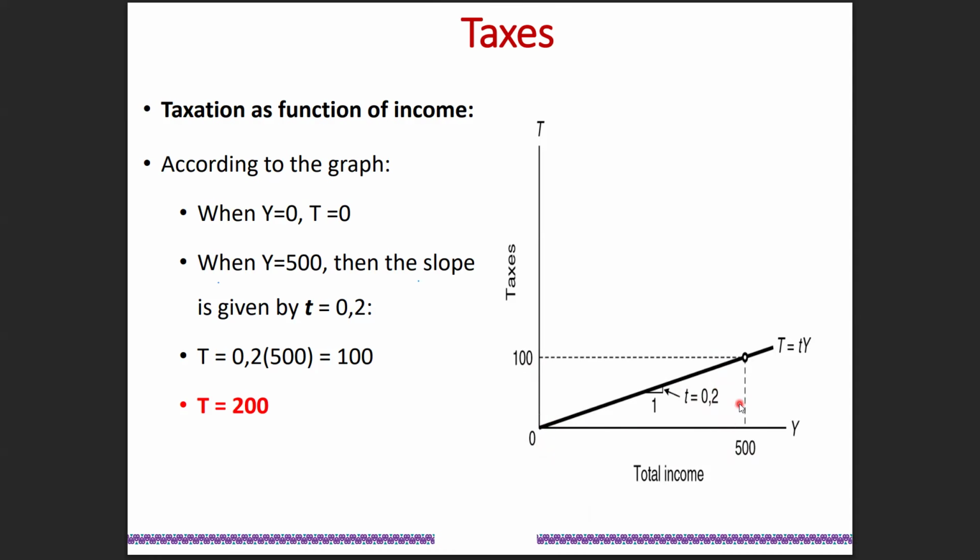Right. And then to calculate the total tax, we said T is equal to tY. So you're going to take the 0.2 times the income, which is 500. Then you're going to get 200. So the tax that will be collected is what? Is 200.